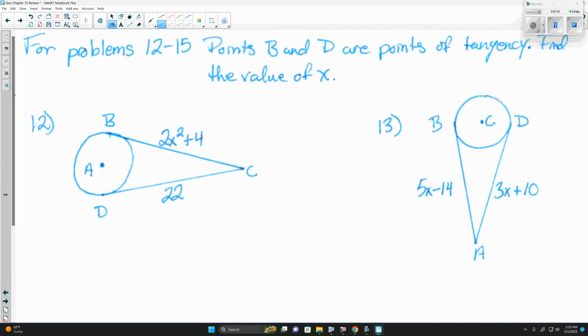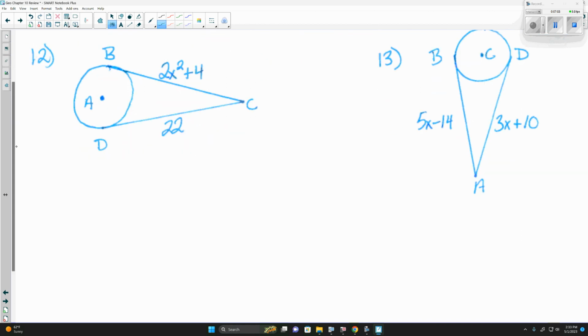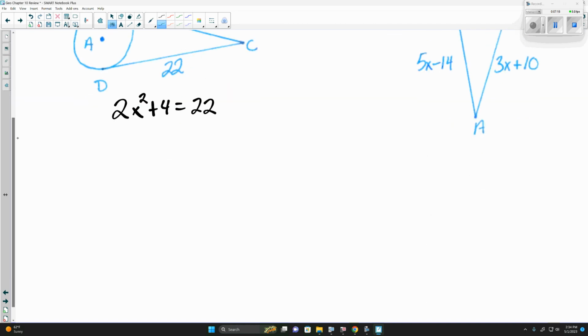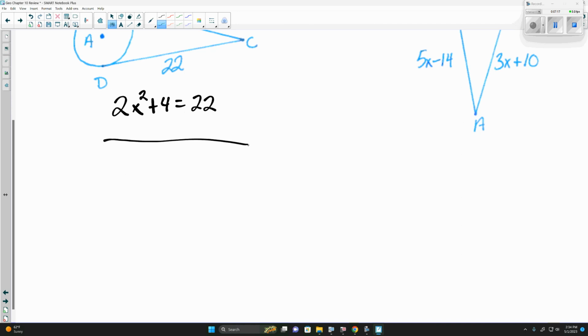Points B and D are points of tangency. Find the value of x. So if we have two tangent lines connecting to a point outside the circle, they are congruent. So here we're saying that 2x squared plus 4 is equal to 22. At this point, we just need to solve for the value of x.